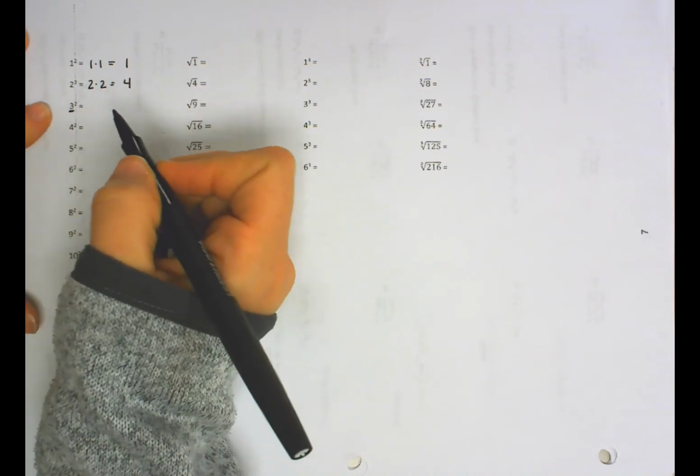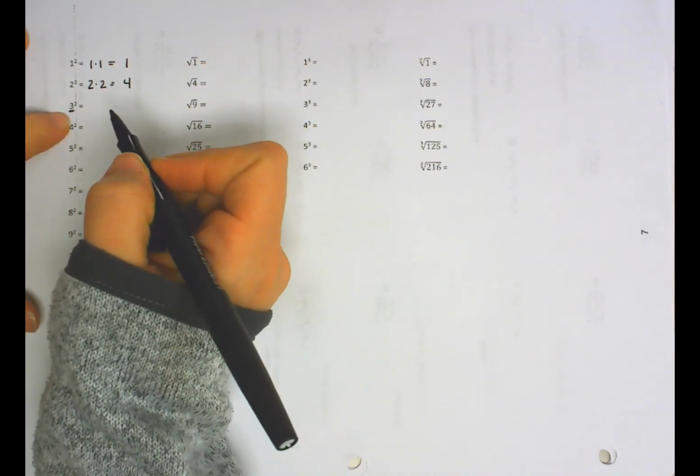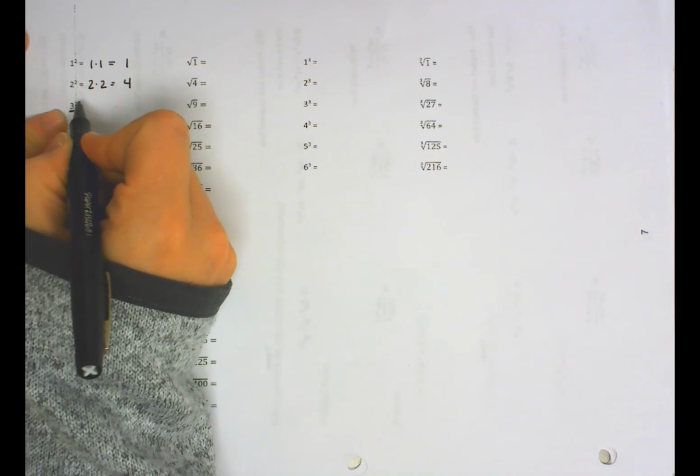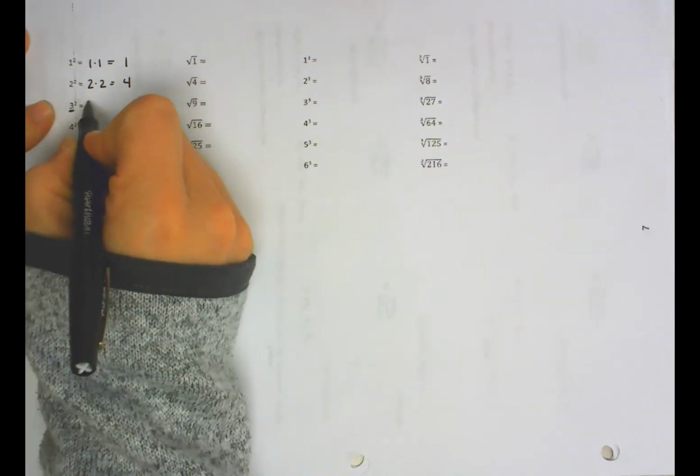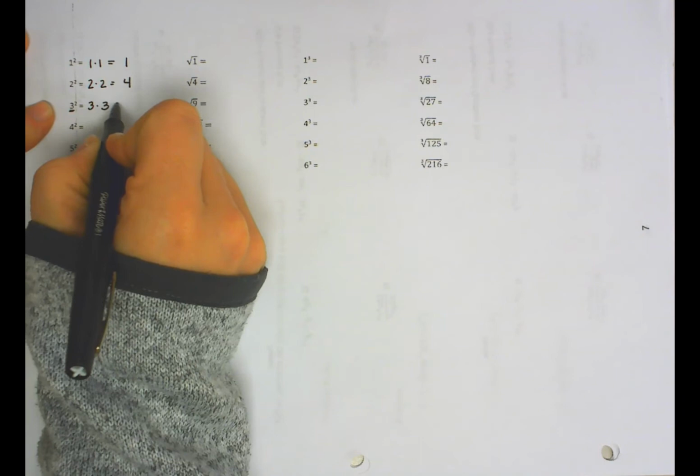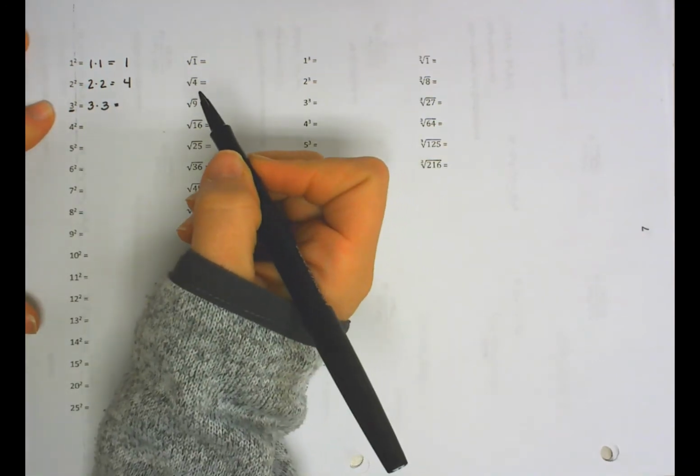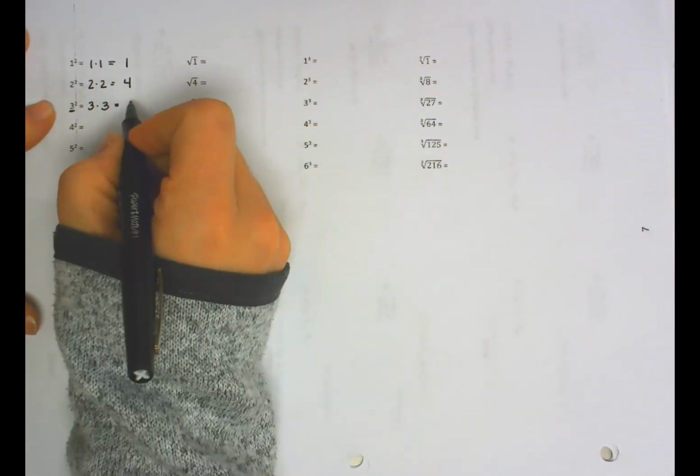So the big number, this is what we call our base. That number is what we're going to multiply together. And then the exponent tells us how many times. So 3 squared means we're going to take 3 and multiply it together twice. So 3 squared means 3 times 3, which would give me 9.